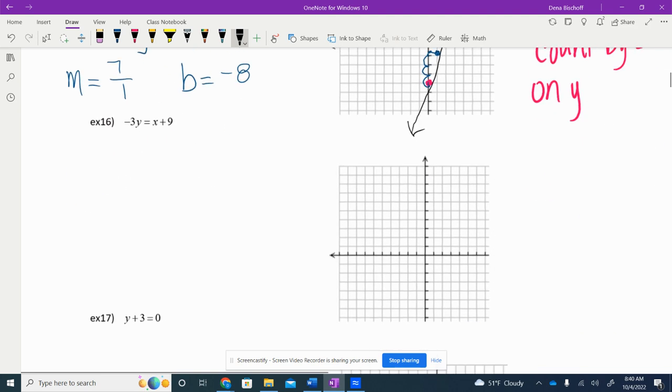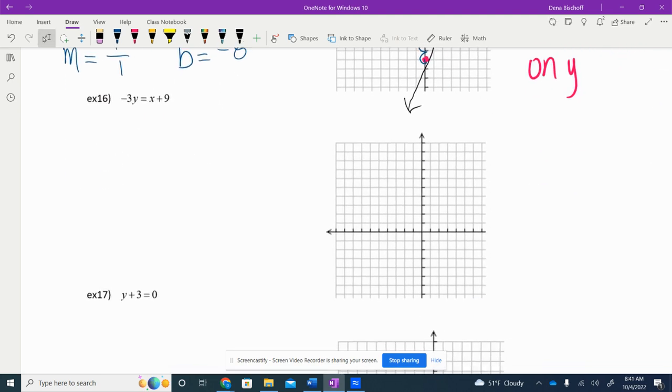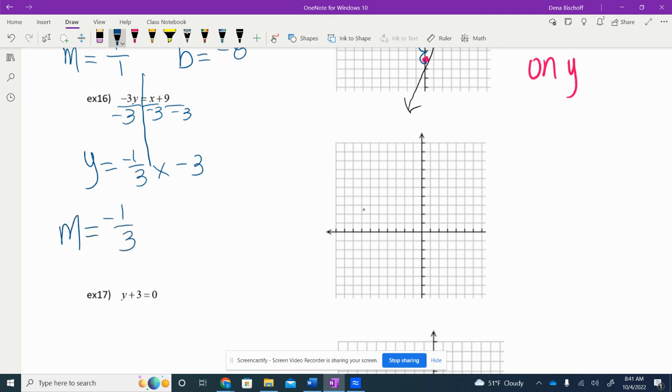Number 16. What do we need to do? Divide every term by negative 3. Thank you, Macy. Divide by negative 3, divide by negative 3, divide by negative 3. So y equals negative 1/3 x minus 3. My slope is negative 1/3, and my y-intercept is negative 3.